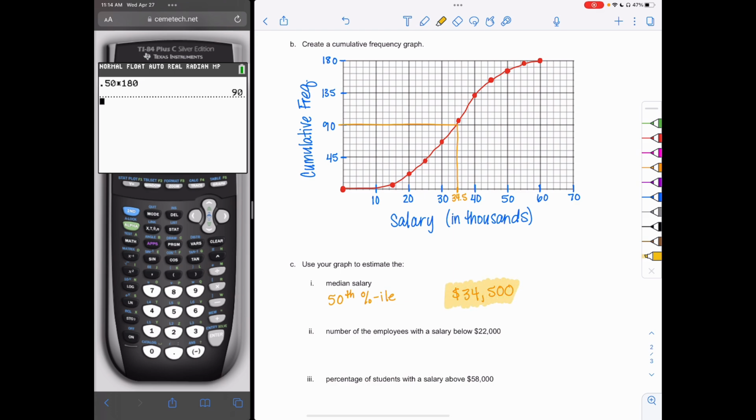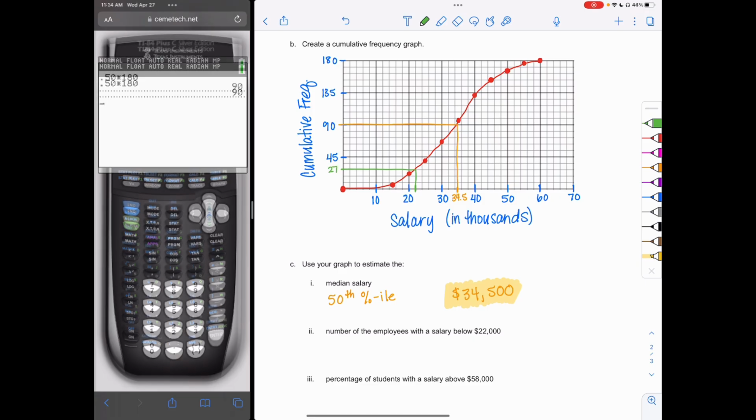Next, it says we want to find the number of employees with a salary below $22,000. So if I want to look for below $22,000, I need to go to $22,000 on my x-axis, which will put me here in green right beside the 20. And then I'm going to trace up to the graph, and then I am going to go over here. And then I end up seeing that this number will end up being 26, or excuse me, we're going by 9, so it's going to be 9, 18, and then 27, so that's 27 there.